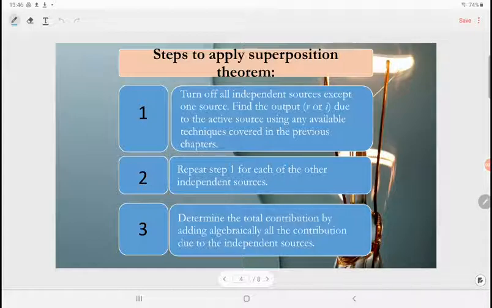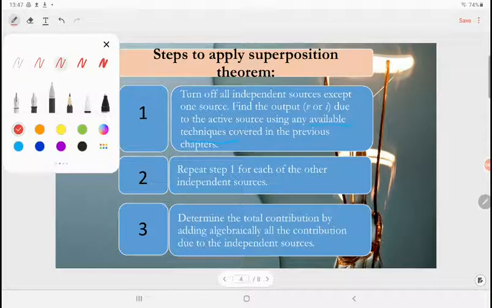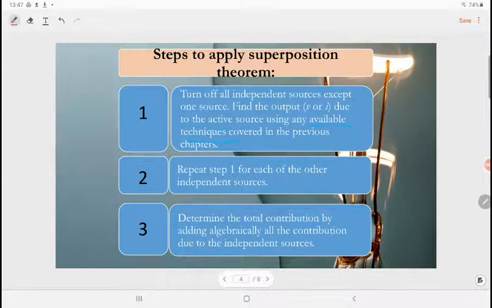When we say available technique, that means you can use mesh analysis, nodal analysis, or source transformation and so on. Next, you repeat step 1 for each of the other independent sources. So let's say if your circuit consists of 3 sources, that means you need to repeat these steps 3 times.